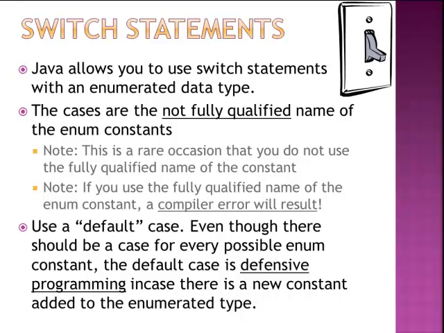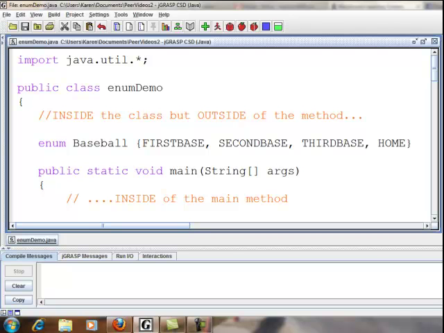Use a default case, even though there should be a case for every possible enumerated constant. The default case is defensive programming in case there is a new constant added to the enumerated type. Let's look at a real-world example of using enumerated data types.